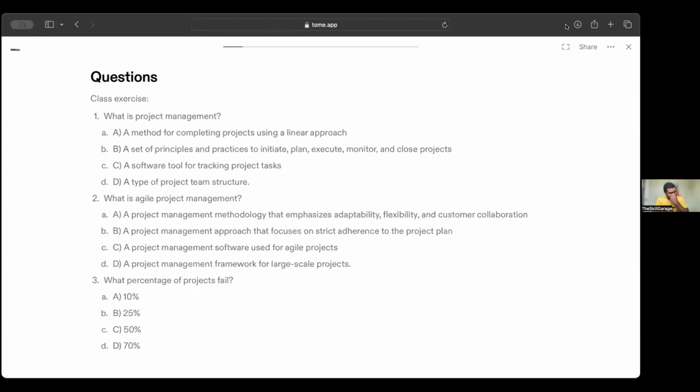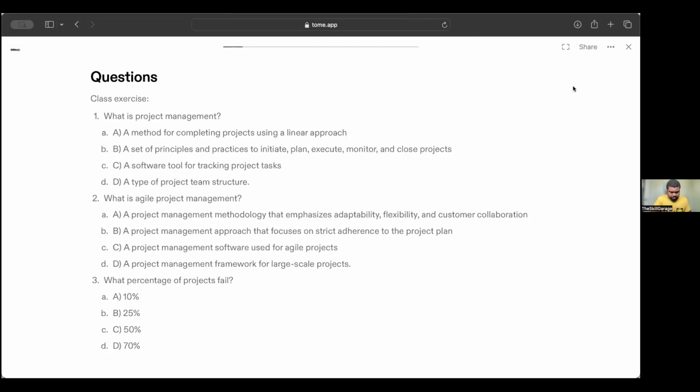Is it A, a method for completing projects using a linear approach? Is it B, a set of principles and practices to initiate, plan, execute, monitor, and close projects? Is it C, a software tool for tracking project tasks? Or is it D, a type of project team structure? Please put your answer into the chat.